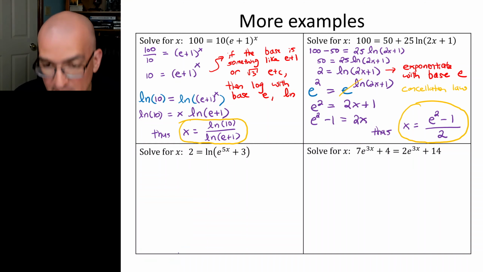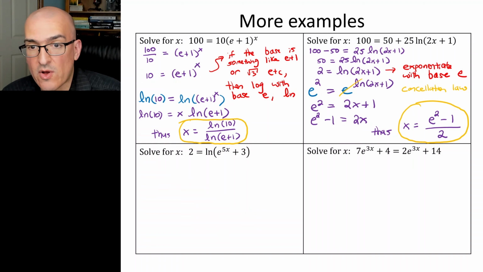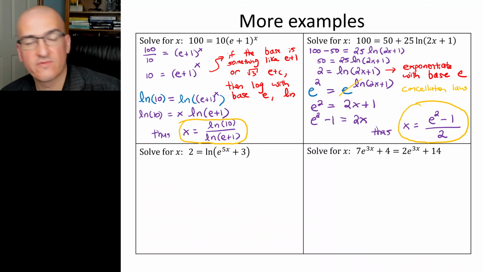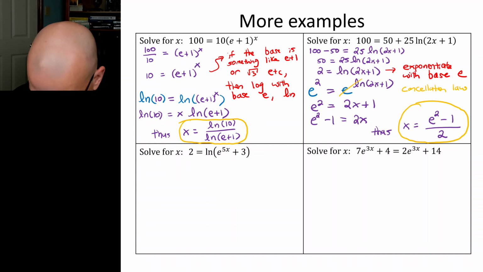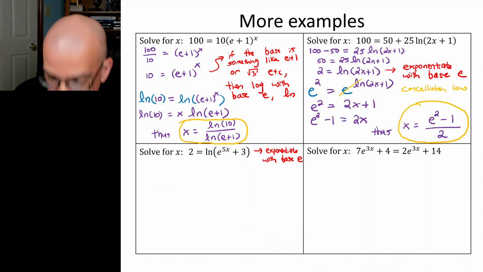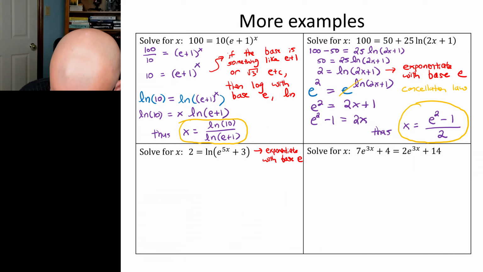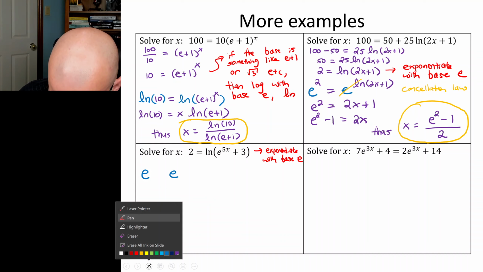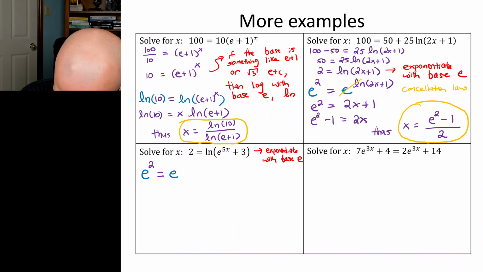Okay, next example. We already have the log function all by itself, so we can begin by exponentiating. Exponentiate with base e. We're matching the base of the log function. So e to the power of 2 is equal to e to the power of the other side. All that stuff. e to the 2 equals e to the ln of e to the 5x plus 3.